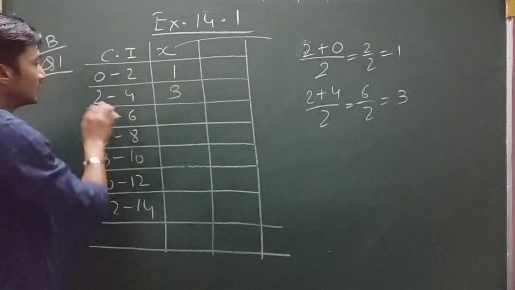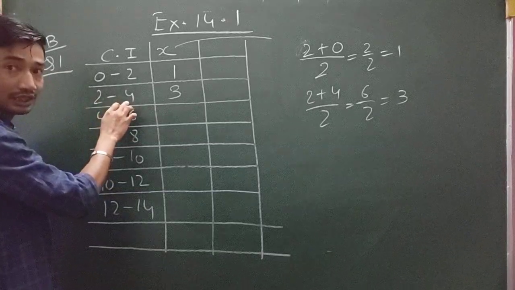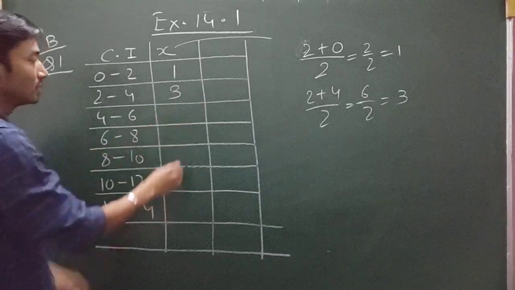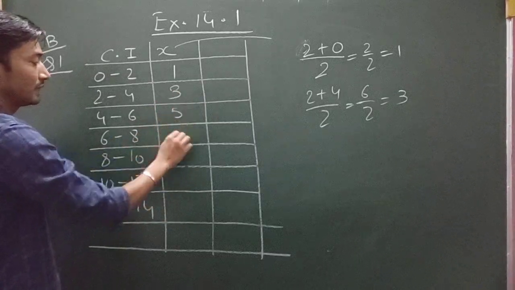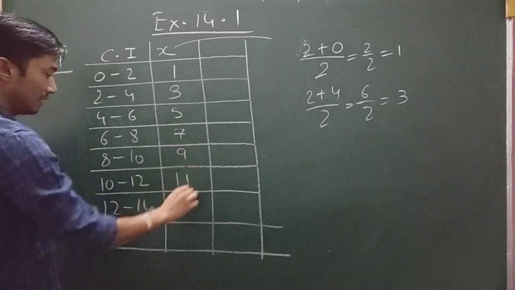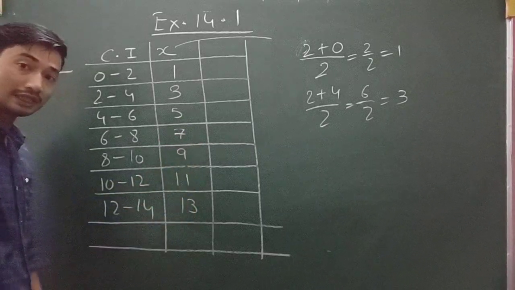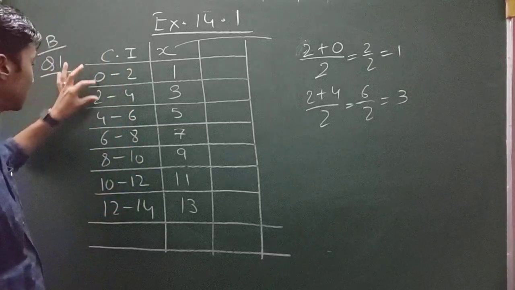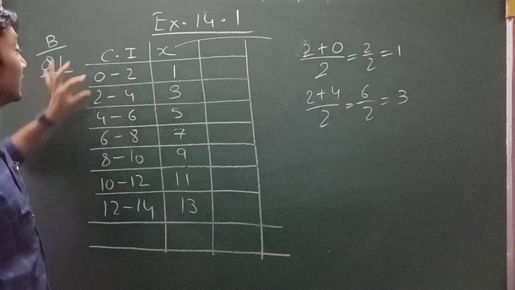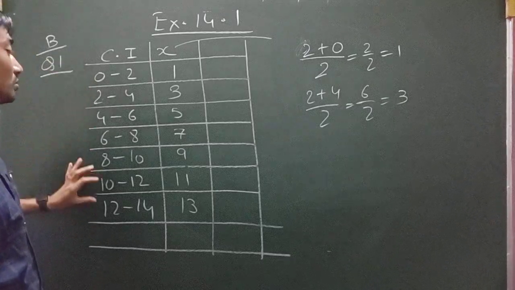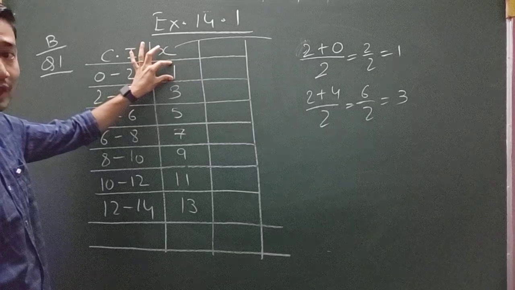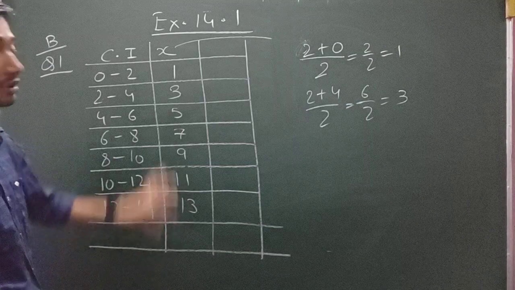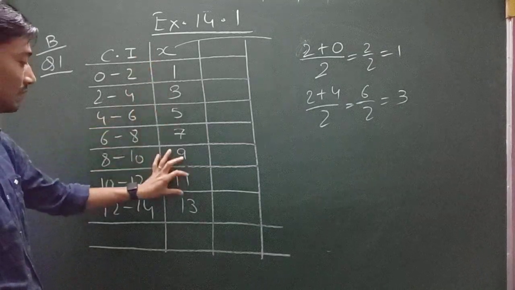1, 3. See, class width is 2 each, isn't it? So the middle value you can just go on increasing by 2. So 3, next is 5, 7, 9, 11, 13. That way also you can do very easily. But of course, you have to check before that whether the class interval is continuous or not. It is here. Class width is the same, yes, it is 2 each. That's why after calculating the first one, next onwards we can just go on increasing by 2. So 1, 3, 5, 7, 9, 11, 13.